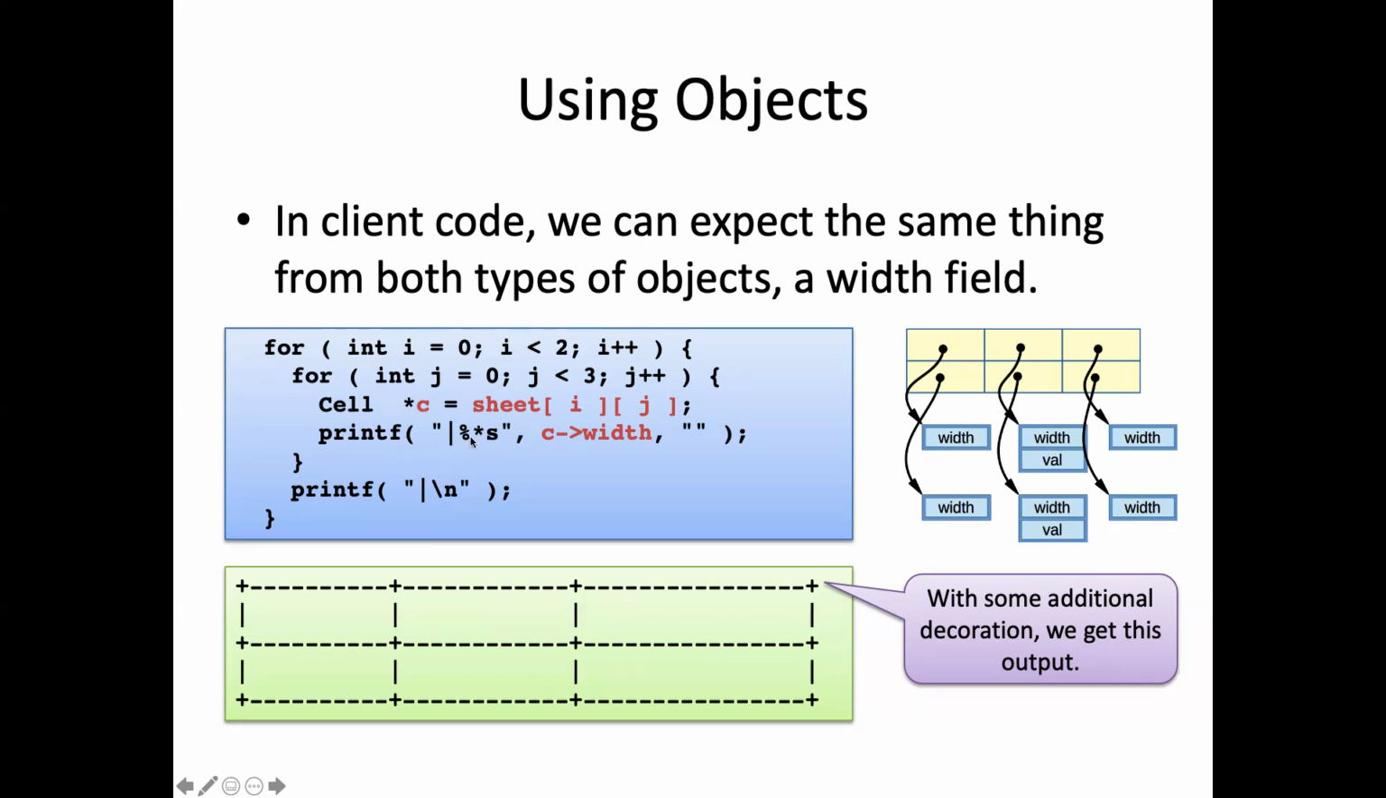And this syntax, I don't think we've really seen this, but this percent star S says print out a string, but let me use an argument to specify the width. So you can plug in a variable for the field width. This is just a lazy way of printing out each of these cells with a width that's determined by the cell. So this prints out a bunch of boxes, but it doesn't print what's in the cells. We're going to add that.